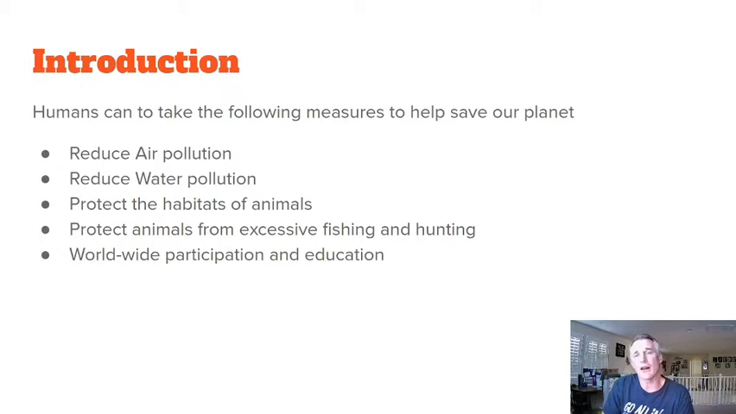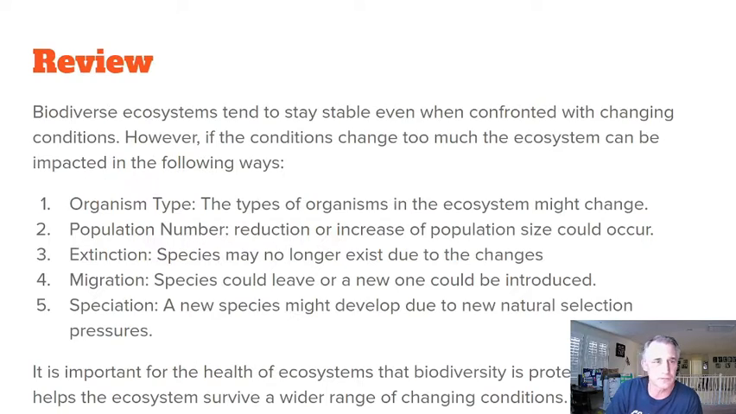Humans can take the following measures to help save it. We can try to reduce air pollution, water pollution, soil pollution, all the different types of pollution, right? Protect the habitats of animals, especially endangered or threatened species of animals. We can protect animals from excessive fishing and hunting, and promote worldwide participation and education in the importance of biodiversity.